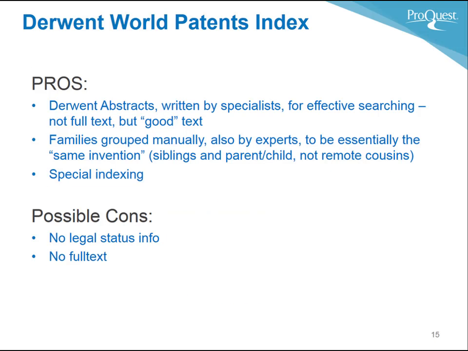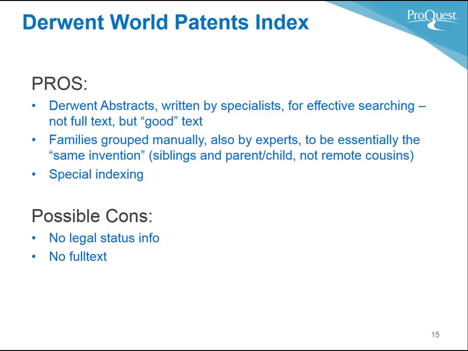Derwent World Patents Index at one time was the single most widely used patent database that we have. It's very good for term searching because it has abstracts that are written by the Derwent people. They're written by specialists and they're written for searchers using the kind of language that a searcher is likely to use in looking for these patents.